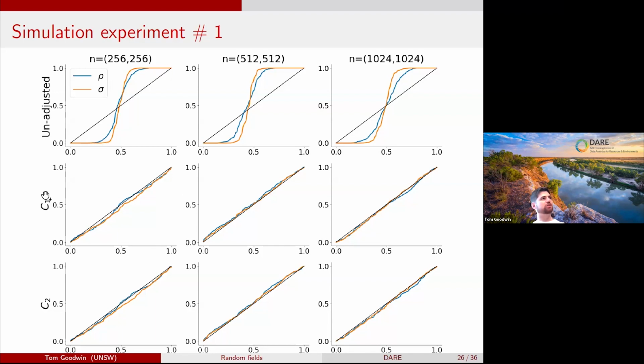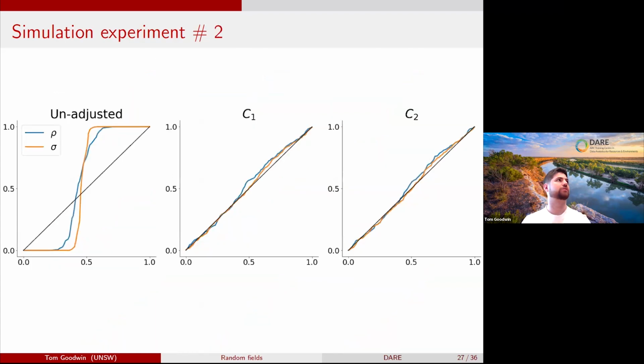But when we make these adjustments, C2 and C1, which are estimating the same thing, you can see that as we increase the grid sizes, they become more uniform. So at least asymptotically, we can see that these provide the correct coverages under a certain prior. This is one specific prior.